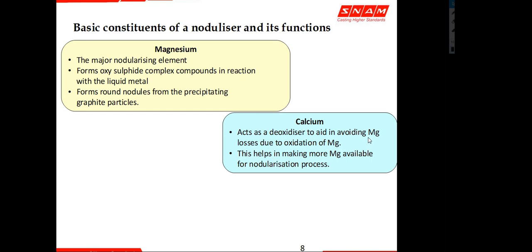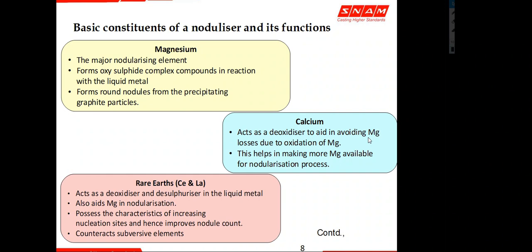Calcium oxidizes faster than magnesium. We'll be going into the details later. So this is kind of a sacrificial element. Calcium separately doesn't have a nodularizing effect, but it supports magnesium in its nodularizing effect. Calcium helps in preventing magnesium from getting lost. This way, calcium makes more magnesium available for the entire process.